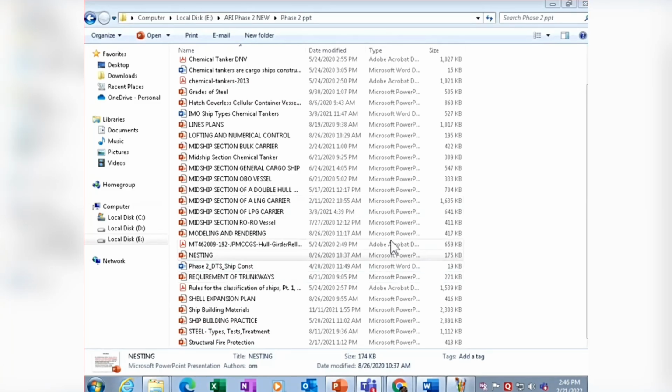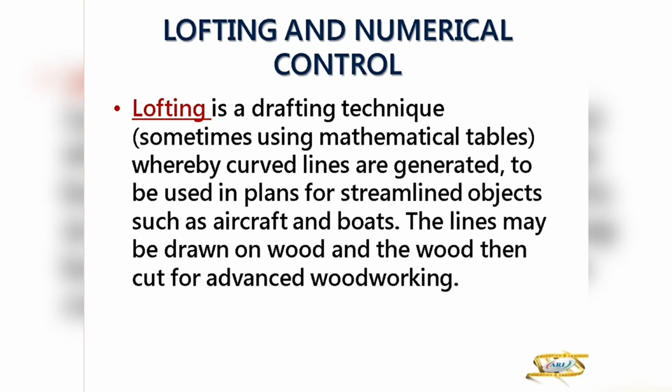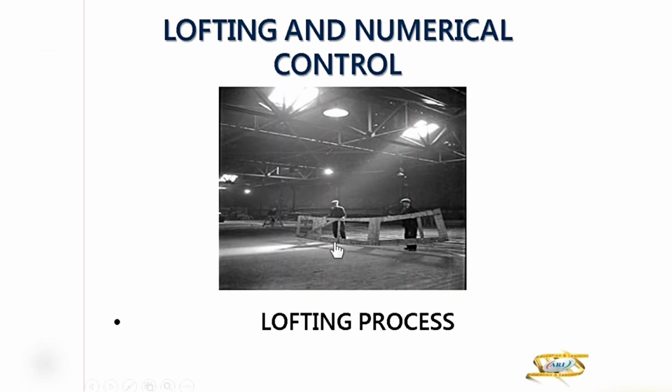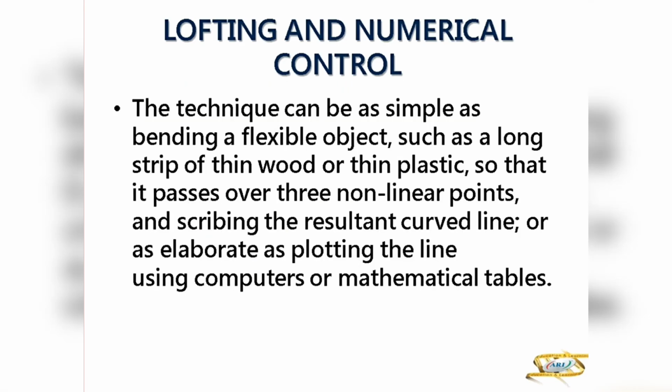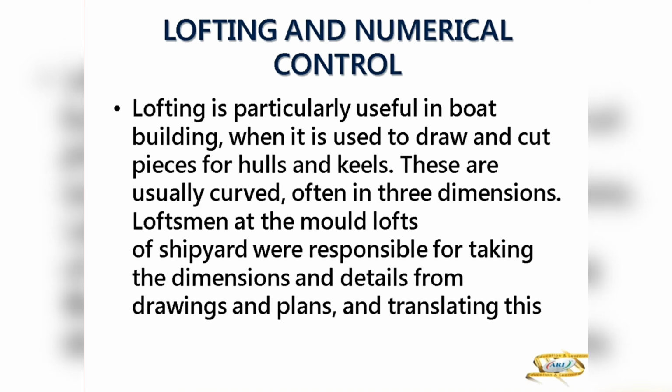And the next topic, what we'll do is lofting and numerical control, and then we'll do modeling and rendering. So we have done the lines plan. Now the lines plan, the process that used to be done on boards, is now done on the computer. Your curved lines are generated and used in plans for streamlined objects like your aircraft and boats, and the lines are made on your wood, and this you can cut and then join. The technique can be as simple as bending a flexible object as long as it doesn't pass over two non-linear points. So here you have a curved line, it's not linear, so there are non-linear points, and then you have mathematical line tables from which you get the shape.